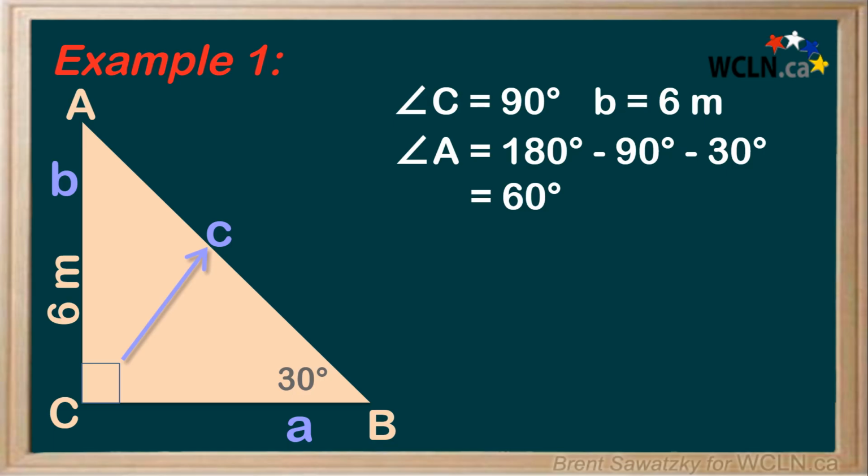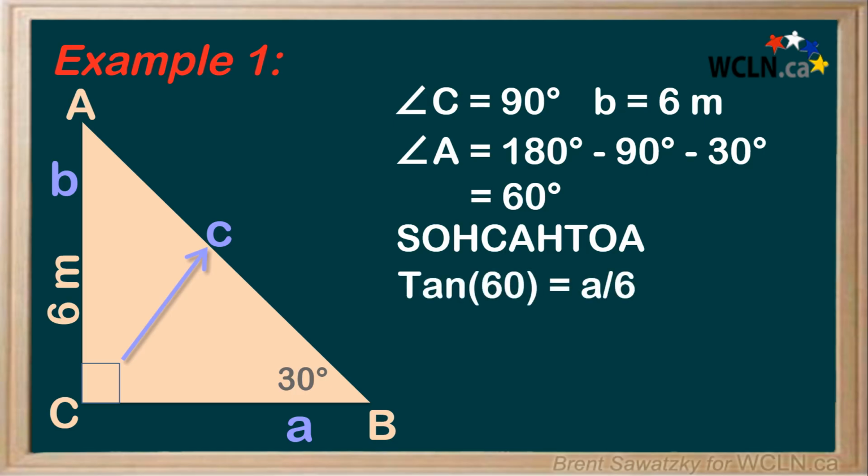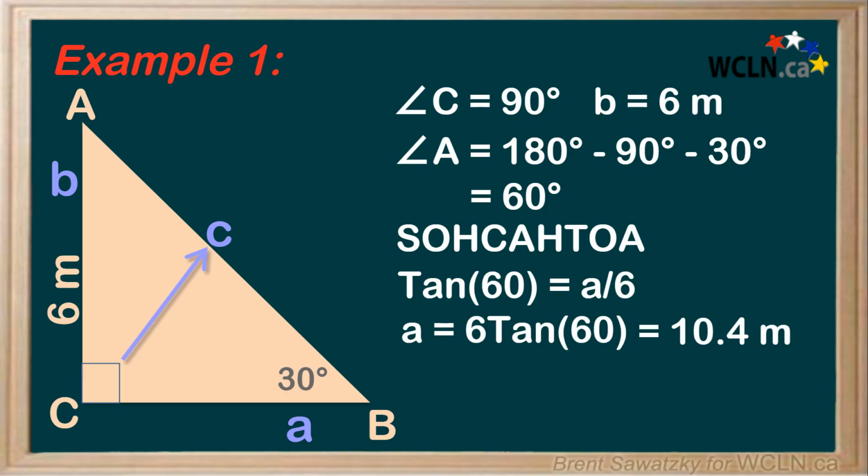Let's pull out trig, SOHCAHTOA. And we recognize that we can use tan of 60, and we would have opposite over adjacent, or A over 6. And that allows us to solve for our unknown A. A equals 6 tan 60, or 10.4 meters, using the calculator.